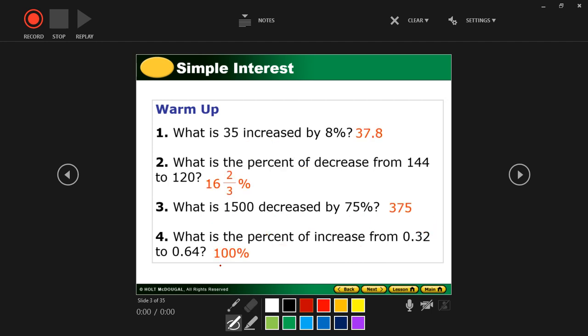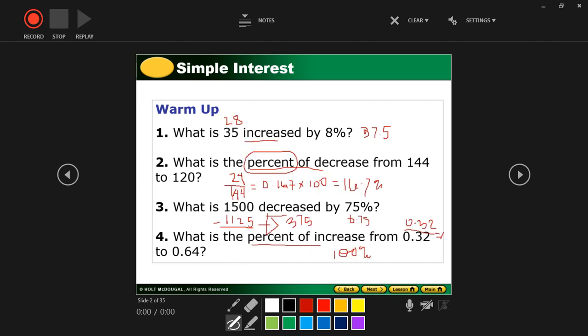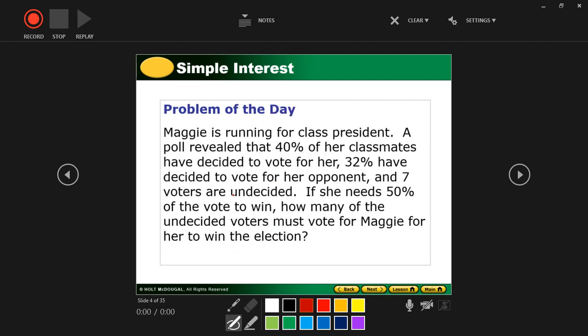Okay, so these are the answers. You may screenshot this one. You might wonder, since it was 16 and 2/3, that it is equivalent to approximately 16.7%. It's the same. Okay, so we have a problem of the day here.